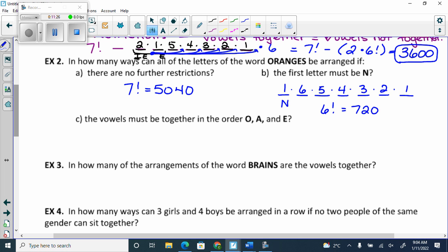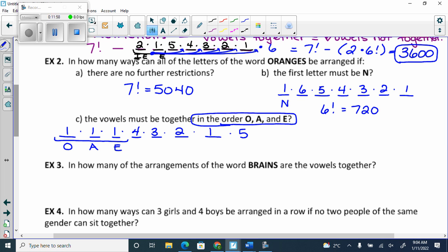The vowels must be together. This one says in the order OAE. Does it say they have to be at the front? No, it just says they have to be in that order though. So 1, 2, 3, 4, 5, 6, 7 must be together. OAE, which is 1, 1, 1, then 4, 3, 2, 1. And then what do I have to do? Times it by 5. So it's going to be 5 factorial, which is 120.